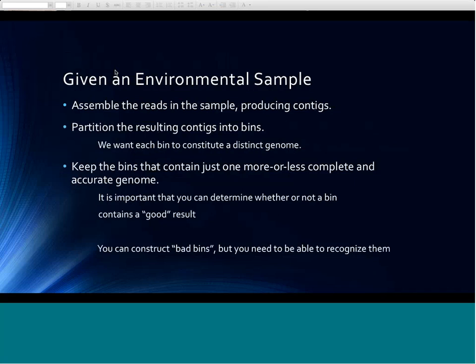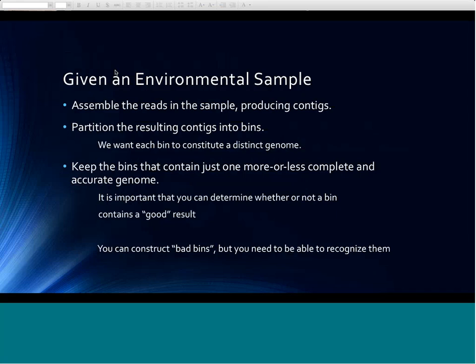So given an environmental sample, here's what we basically do. We assemble the reads in the sample, producing contigs. Alternatively, we'll allow you to supply us with contigs instead of reads. We partition the resulting contigs into bins, and we think of each bin as representing a genome that we're reconstructing. Once we've processed the contigs and placed them into the bins, we keep the bins that contain just one more or less complete and accurate genome.